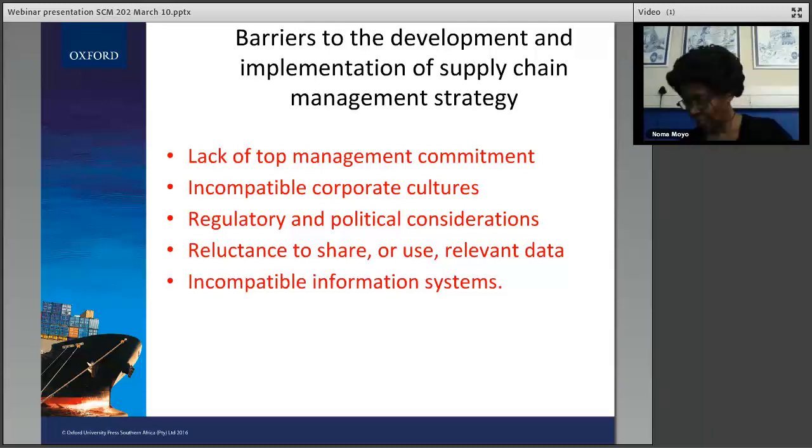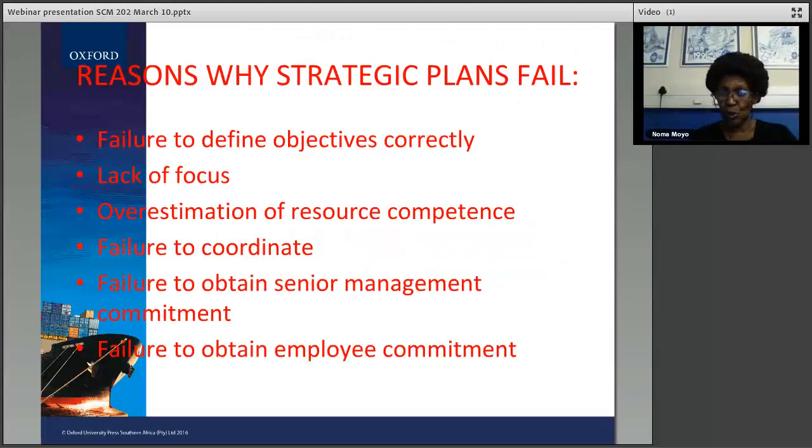This might help you in answering one of the questions that talks about the limitations, or why strategic plans fail. The barriers to the development and implementation of supply chain management strategy are lack of top management commitment, incompatible corporate cultures, regulatory and political considerations, reluctance to share or use relevant data, and incompatible information systems.